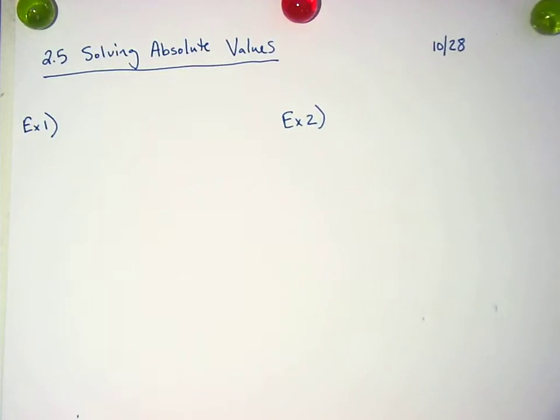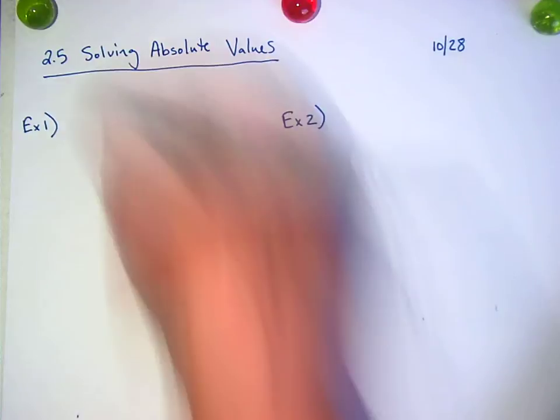Do you guys remember what absolute values are? Isn't it where you have how far numbers are from 0? Right, how far away something is from 0. That's exactly right. Now, there's a very specific way to solve these equations, and it takes a little while to understand, so follow along.